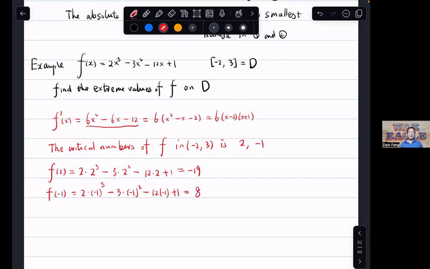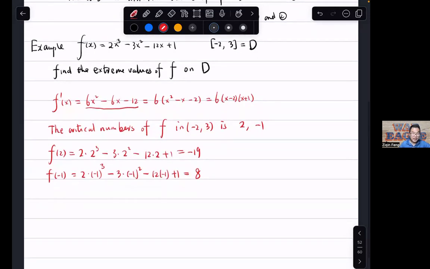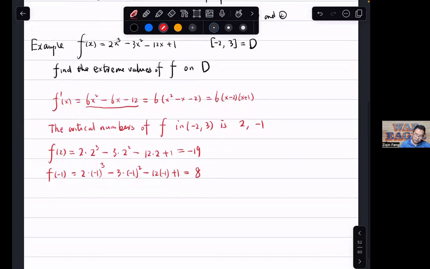Now we have the function values at the critical numbers inside D. Now we want the function value at the endpoints. The endpoints are 2 points, either 3 or -2. When x = -2, plugging in all the numbers, f(-2) is -3. When x = 3, f(3) is -8. Now you can see that we have 4 numbers, and they are all different.